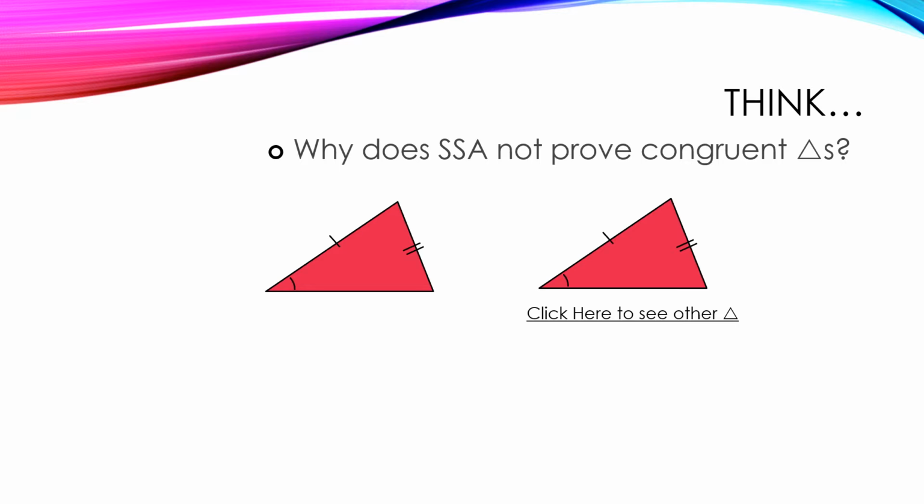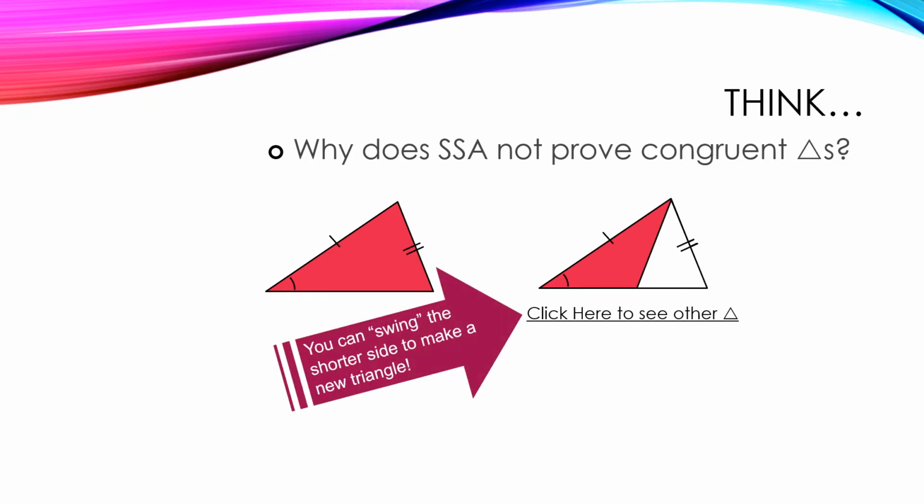Side angle, or in other words, donkey. Why does that not prove triangles congruent? So if we look here, we have angle side, right? If we were to take this little triangle, we could technically flip that triangle side over and make another triangle within that triangle. See how that works there?